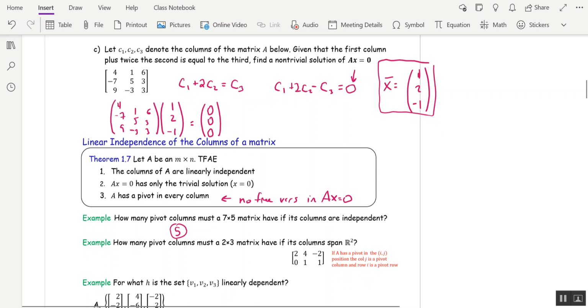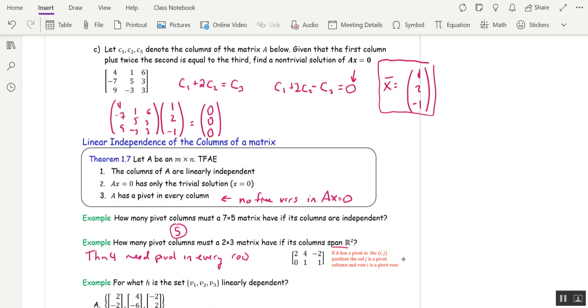Okay, how many pivot columns must a 2 by 3 matrix have if its columns span R2? Now, we have to go back to theorem 4. I can't remember what section that was in, but theorem 4. The columns are going to span R2 if and only if we have a pivot in every row. So by theorem 4, we need a pivot in every row. Okay, there are 2 rows.